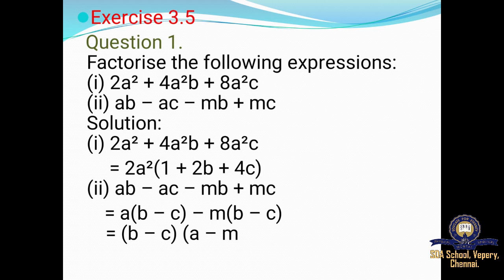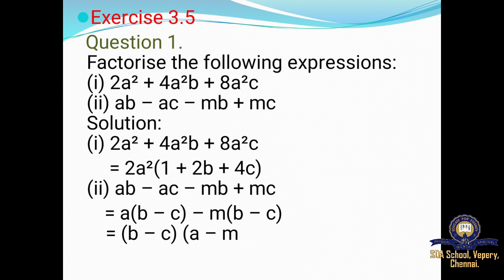So if you see, only 2a square will be common between all the three terms. I have taken 2a square out. If I take, what will my first term become? It will become 1 because I have taken 2a square completely out, right? Then from the second term, it is 4a square b, out of which if you take 2a square, you will be left out with 2b, right? Because 2a square you have taken out already. Then plus you have to write as it is, 8a square c. Again, if you take common out from 8a square c, 2a square, you will be left out with 4c.